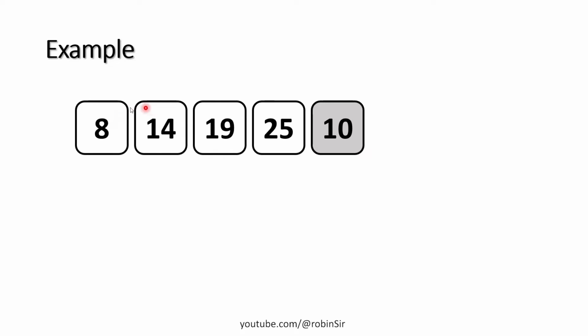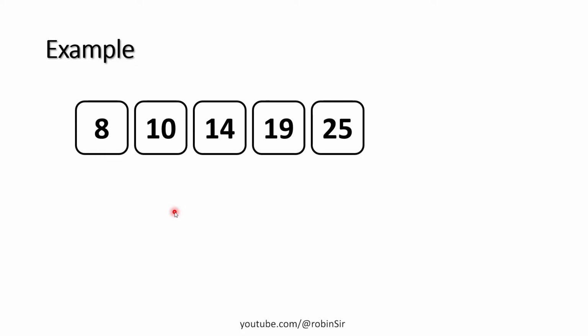So we don't need to go any further. So we stop here and we try to put 10 in 14's place. But before that, we need to make space over here. That's why 25 is shifted to the right, 19 is shifted to the right, 14 is shifted to the right, and then 10 is placed here. And when we do that, this is the new arrangement. And now we can see that the entire list or the entire array has been sorted in ascending order.